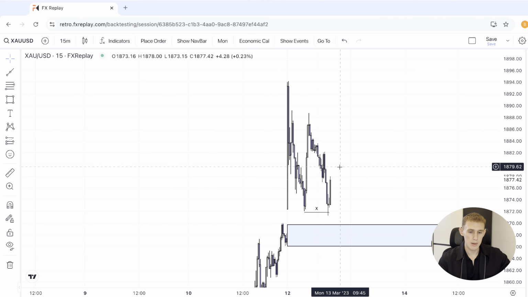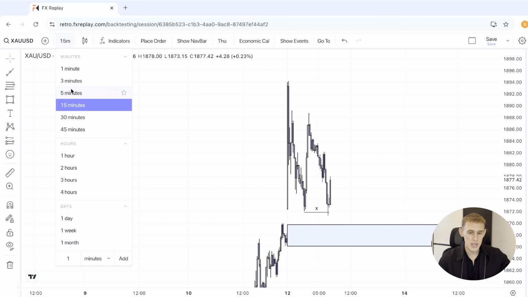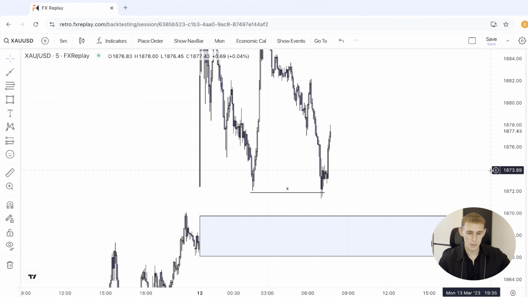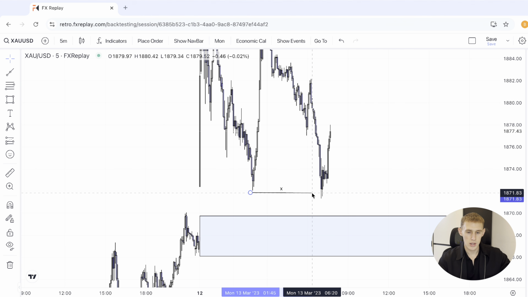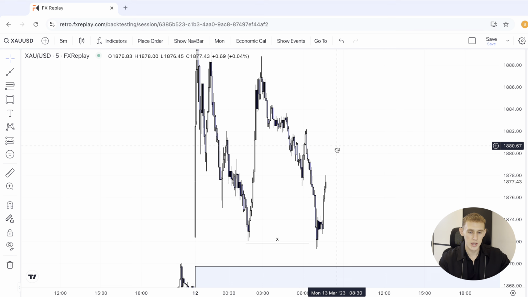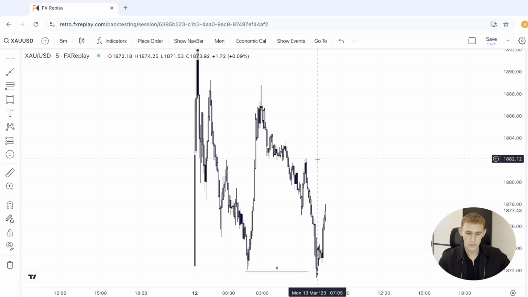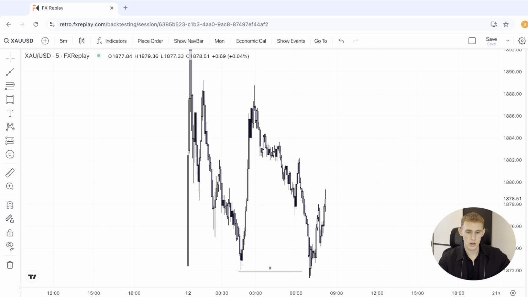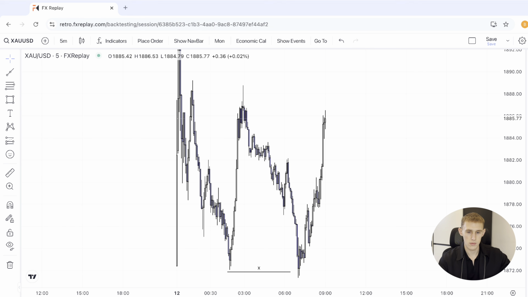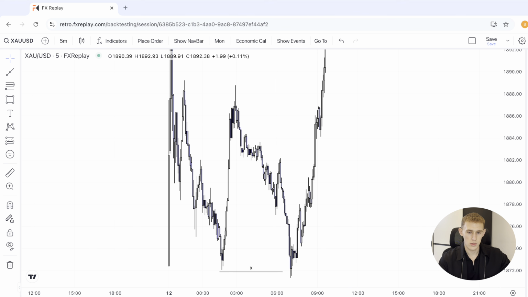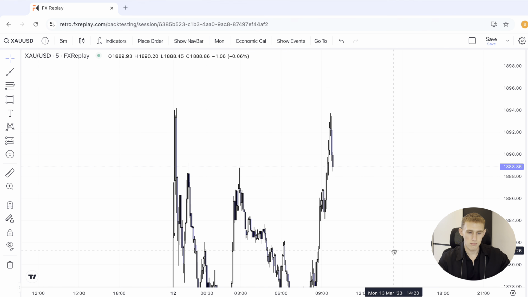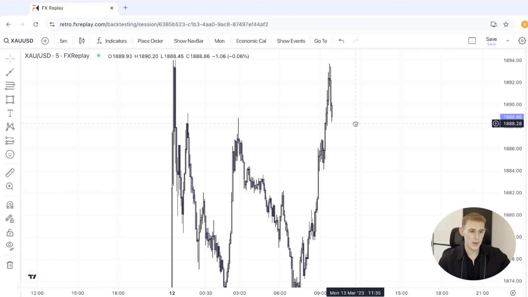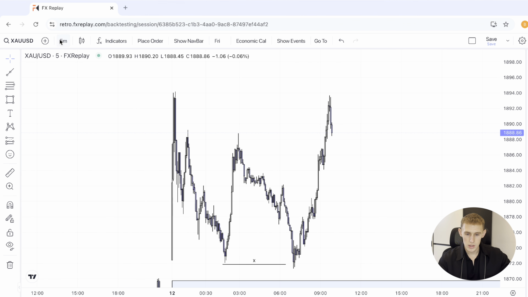Tapped into this sort of imbalance, and I'm guessing this was market open on Sunday. Yep, there we go. So if we see some sort of change of character here, I'm happy to look for buys. But currently there's not really any 5-minute structure unless price can come up and break this high. Yeah, there we go. This isn't really something that I would look to enter, to be honest.